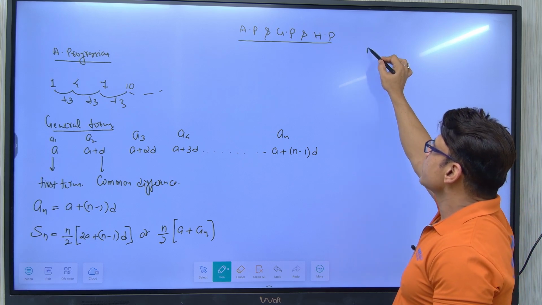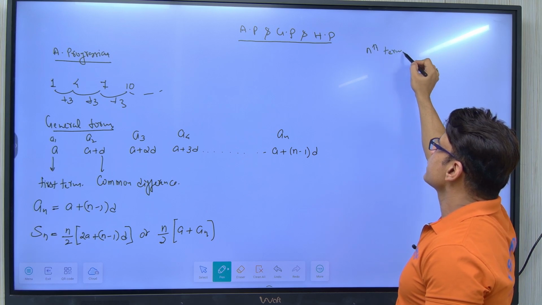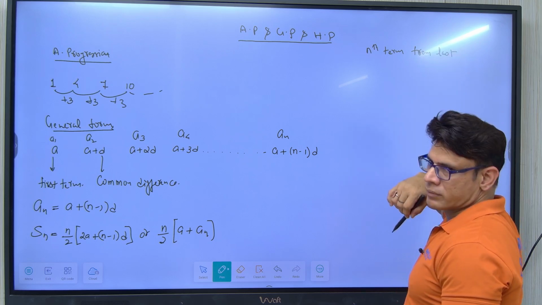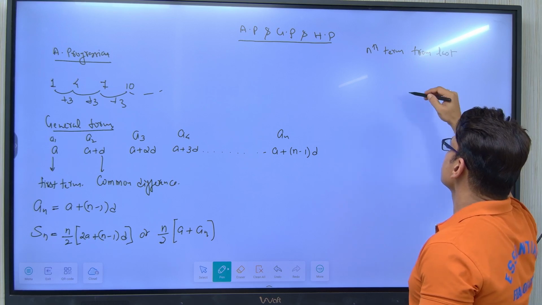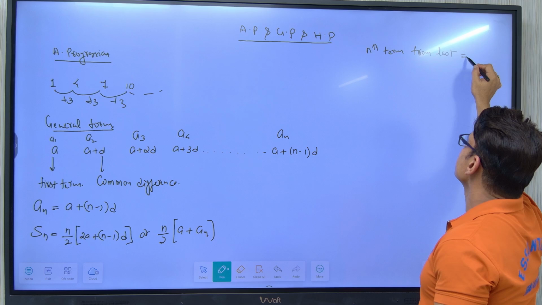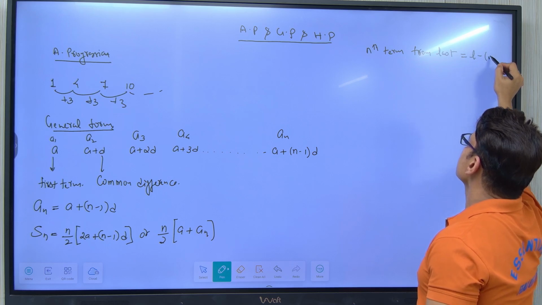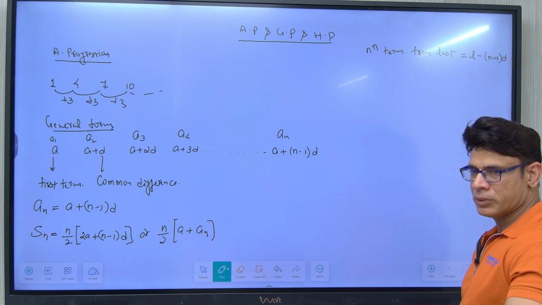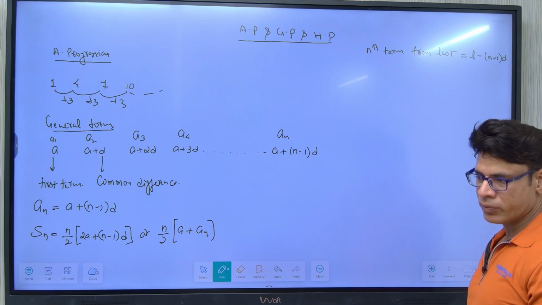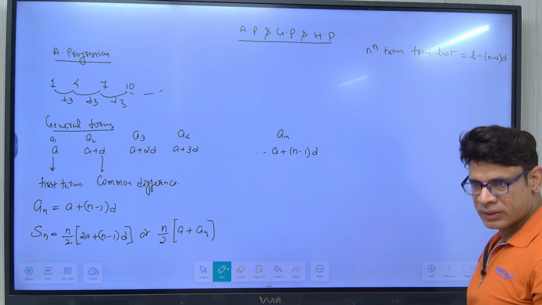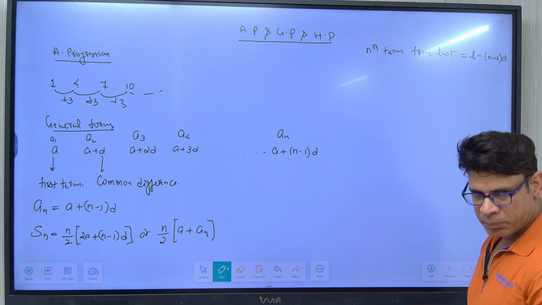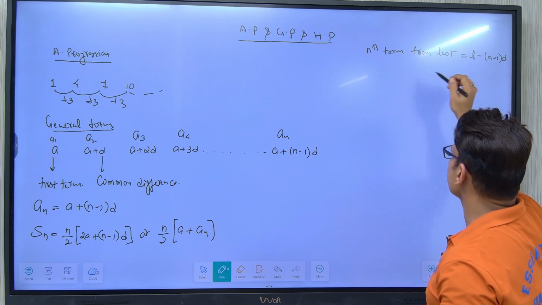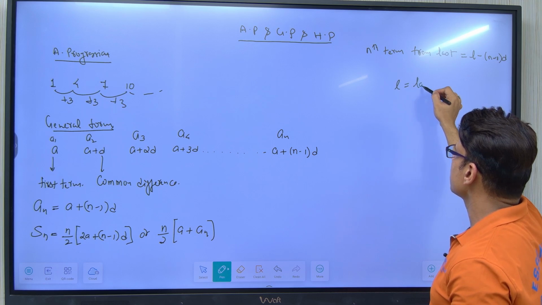There is one more thing. Just remember, nth term from last. Nth term from last will be given by L minus (n minus 1) into D. Suppose there is a sequence which is given to you, and they ask you to find out the 10th term from last. So either you flip your AP and find the 10th term from first, or directly use this formula, L minus (n minus 1) into D, where L is the last term.